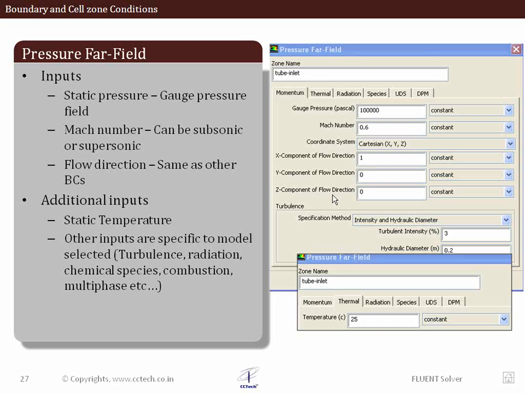So the inputs required are the static gauge pressure, and the Mach number, which can be subsonic or supersonic, and the flow direction as we have described already. And there is nothing like a normal to boundary in this case. It's only a specification of the direction which you give in the user panel in the dialog box. And if there are additional models, the inputs accordingly change. In this case, we have to specify the static temperature.